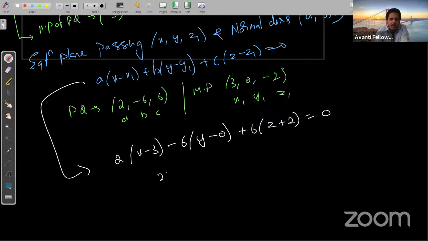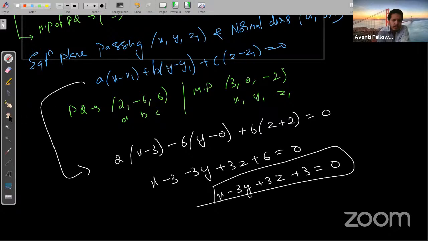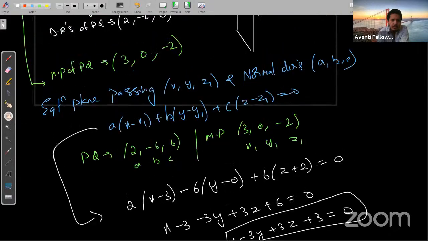So what are we getting? 2x. Here I can take my 2. I can remove my 2, right? So I will be left with x minus 3y plus 3z plus 6 is equal to 0. Okay, so it is x minus 3y plus 3z plus 3 is equal to 0. So this is what we have.